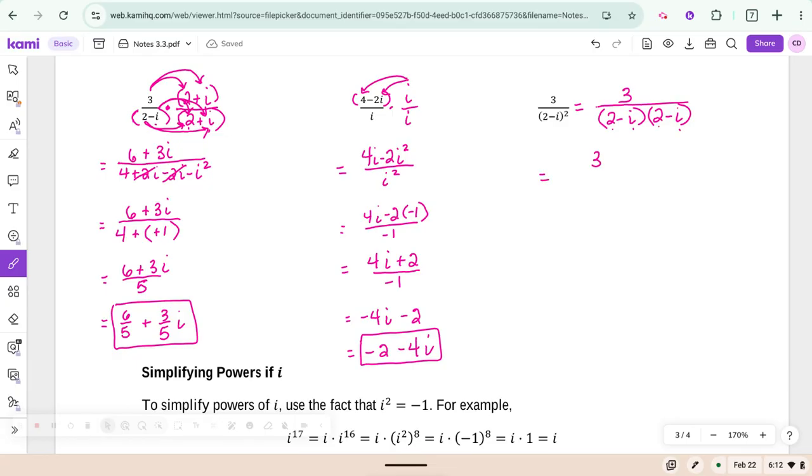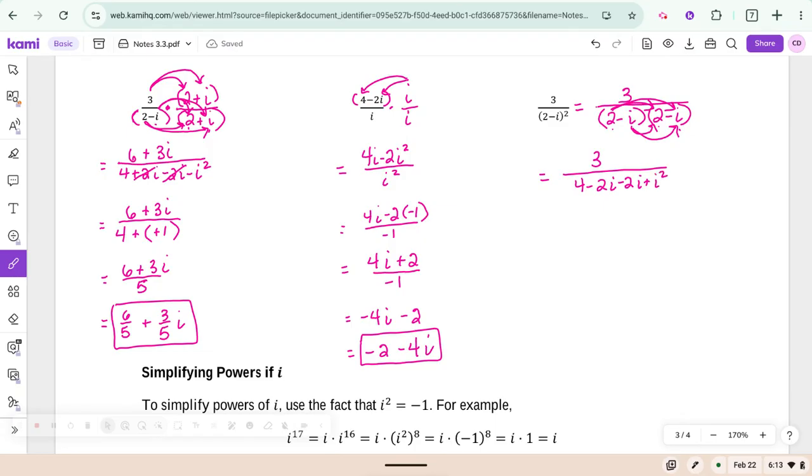Now in my numerator, I have the number 3. That's just going to hang out there. I'm going to do 2 times 2, which is 4. 2 times minus i, which is minus 2i. Minus i times 2, which is minus 2i. And minus i times minus i, which is positive i squared.